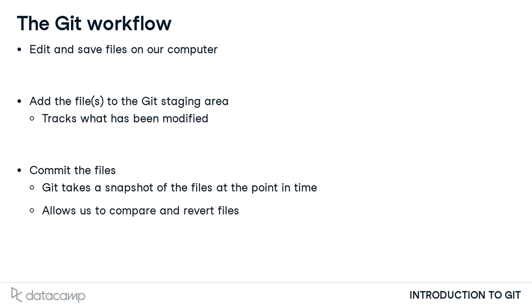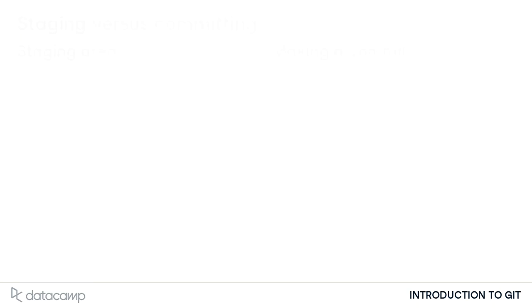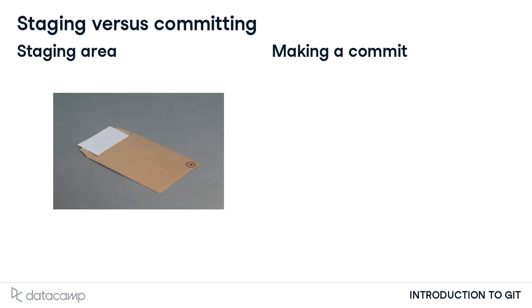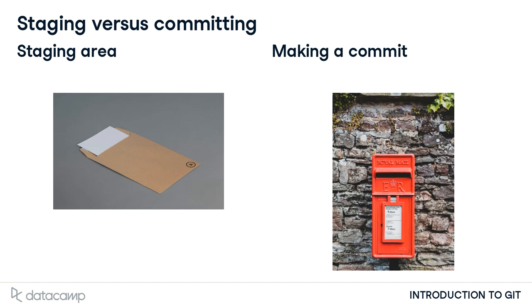This is essential in allowing us to compare files at different points in time and, if necessary, revert to previous versions. We can think of adding files to the staging area as placing a letter in an envelope. By contrast, making a commit is like putting the envelope in a mailbox. We can add more things to the envelope or take things out as often as we want, but once we put it in the mailbox, we can't make further changes.